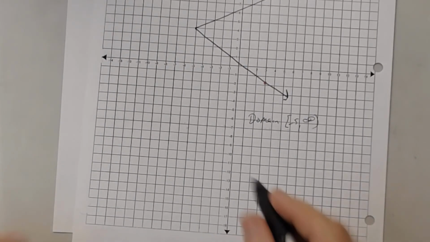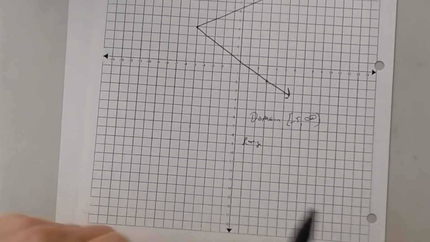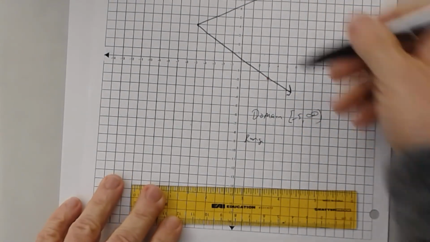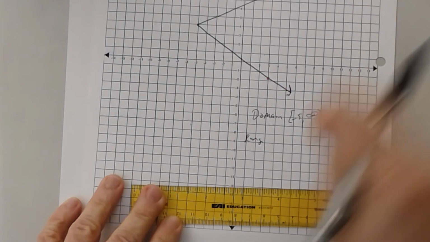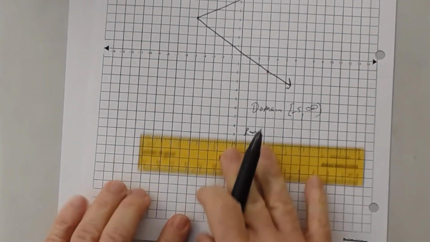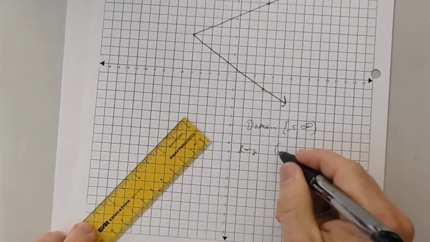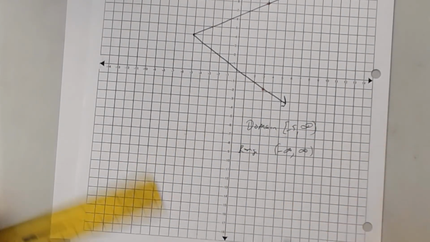What's the range? See these arrows pointing down? This is pointing up. Negative infinity all the way to positive infinity. All parentheses, right?